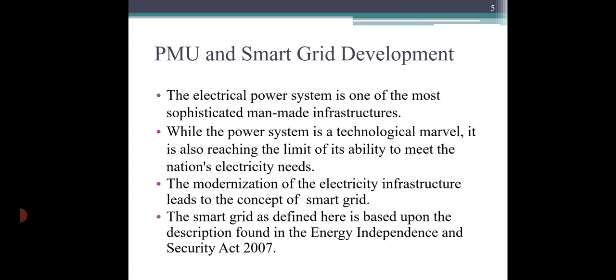PMU and smart grid developments. In this, the electrical power system is one of the most sophisticated man-made infrastructures. While the power system is a technological marvel, it is also reaching the limit of its ability to meet the nation's electricity needs. The modernization of the electricity infrastructure leads to the concept of the smart grid. The smart grid as defined here is based upon the description found in the Energy Independence and Security Act of 2007.